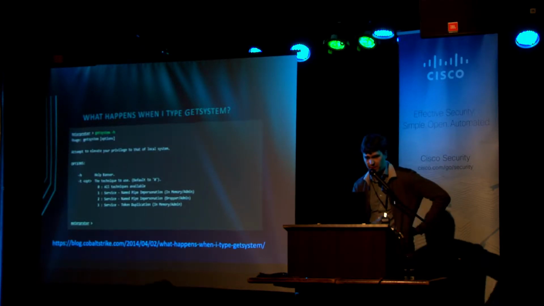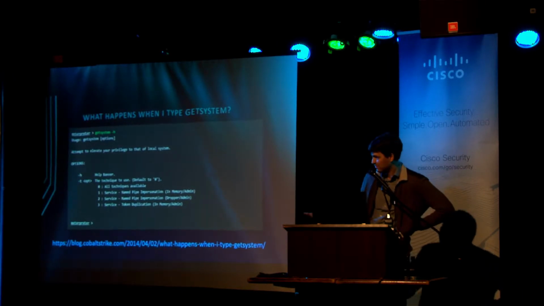So what happens when I type getsystem? Getsystem uses three techniques. Two of them rely on named pipe impersonation, and the last one relies on token duplication. But all three techniques depend on the ability of a privileged user to create a service or to inject a service. And you can find more technical details by following the link.